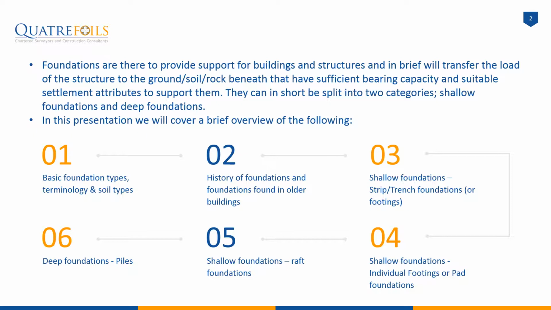So in this presentation, we'll cover the following. First, the basic types of foundations, some useful terminology for you, and a brief overview of the soil types. Next, we'll take a look at the history of foundations, looking at some of the types of foundation in older buildings. Then we'll cover the different types of shallow foundations. These include trench or strip foundations, raft foundations, and individual pad foundations. Finally, we'll look at deep foundations, which are generally piled foundations.